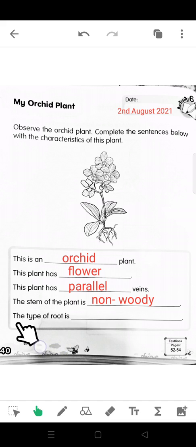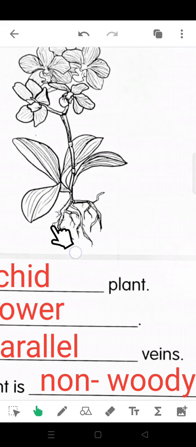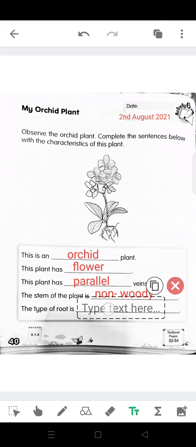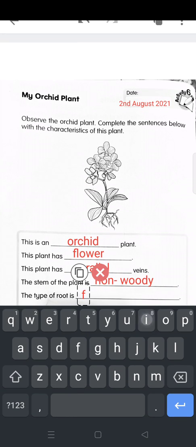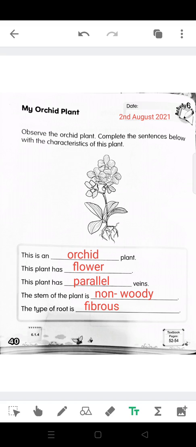Now let's look at the last sentence. The type of root, is it fibrous root or is it taproot? Very good. This is fibrous root. How to spell fibrous? F-I-B-R-O-U-S. Fibrous.